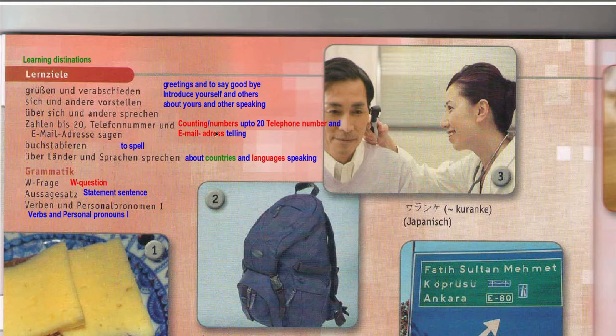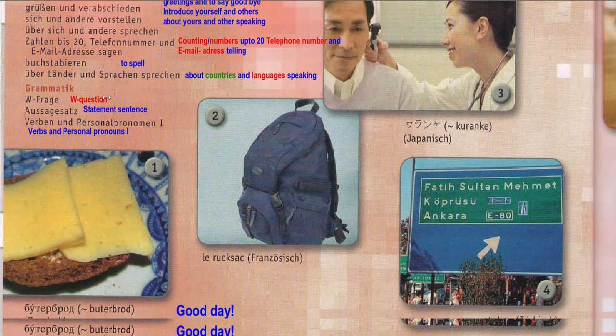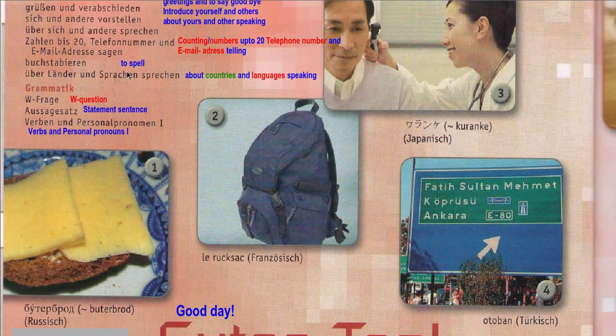Here Zahlen is a feminine gender, telephone number is a feminine gender, email address is a feminine gender. So I have given the red color here for your understanding. Buchstabieren, to spell. It's not a masculine gender, it is a verb, so I am also using the blue color for all other words as well as the masculine gender. Über Länder und Sprachen sprechen, about countries and languages speaking.